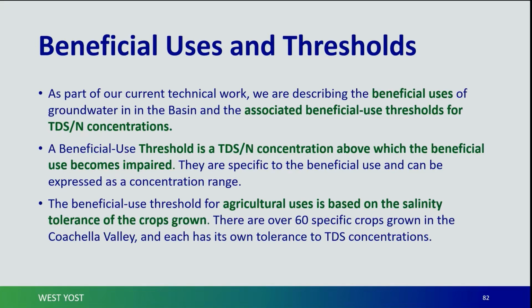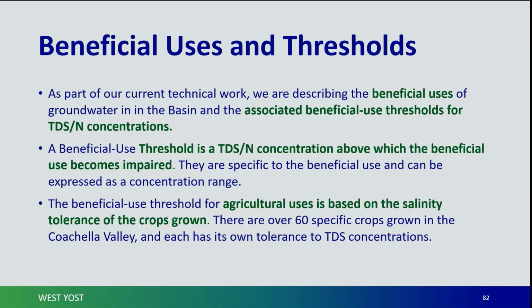So we are currently working on what we're calling task 3, and it has to do with defining beneficial uses and the thresholds of the Coachella Valley. Specifically, the thresholds that we're defining are for TDS and nitrate concentration. So again, going back to those salt and nutrients. So what is a beneficial use threshold? It is the TDS or nitrate concentration above which a beneficial use becomes impaired. And they are specific to the beneficial use and can be expressed as a concentration range.